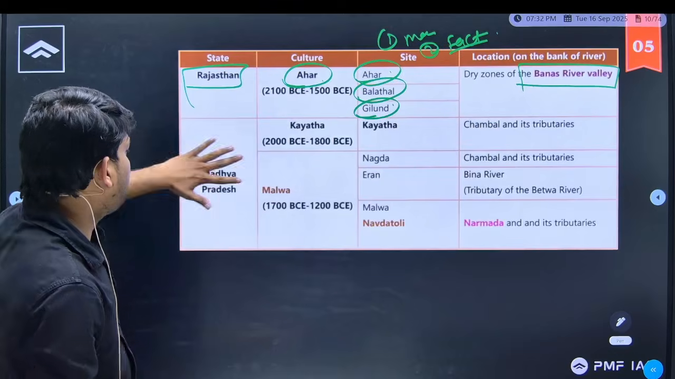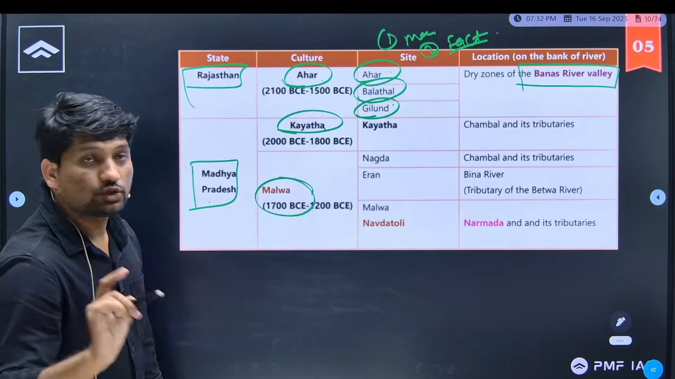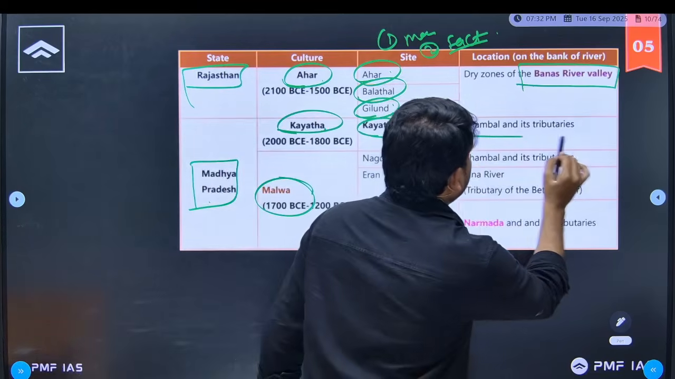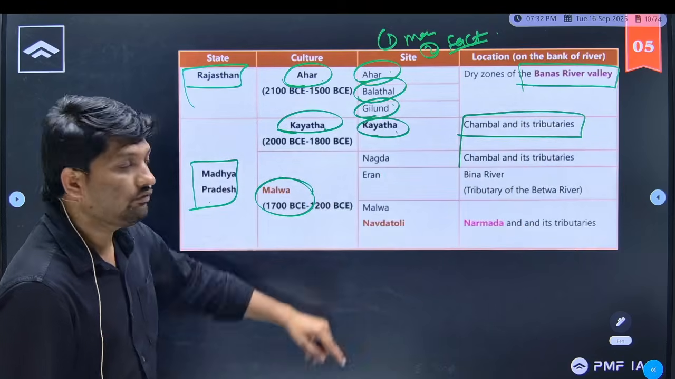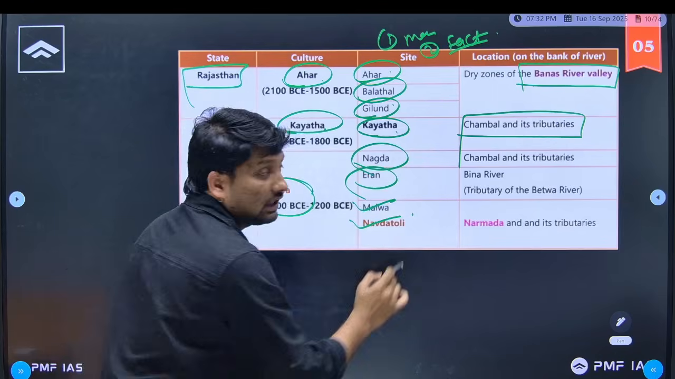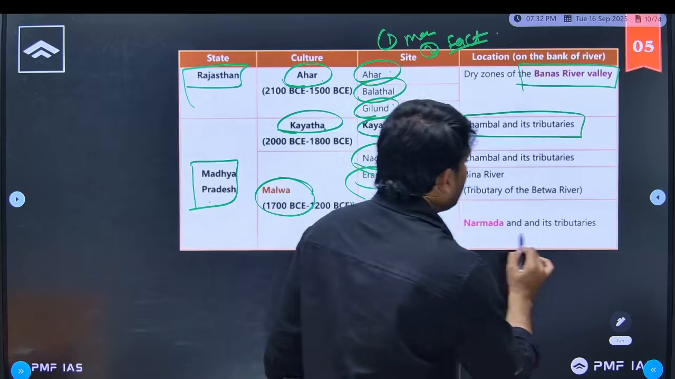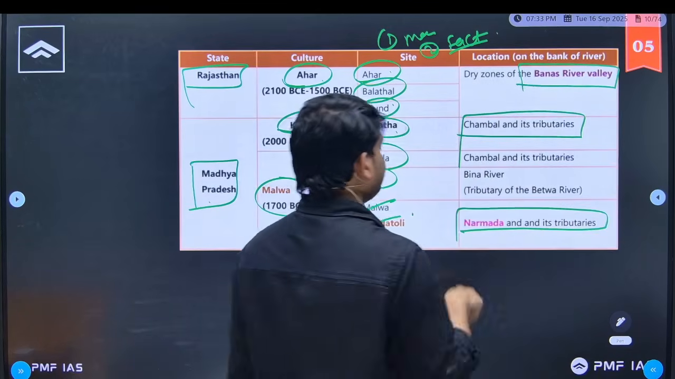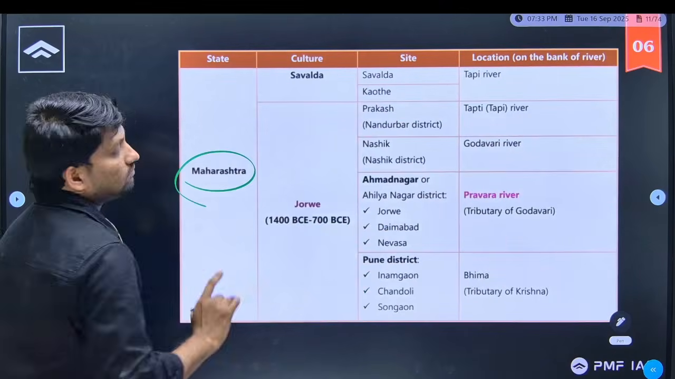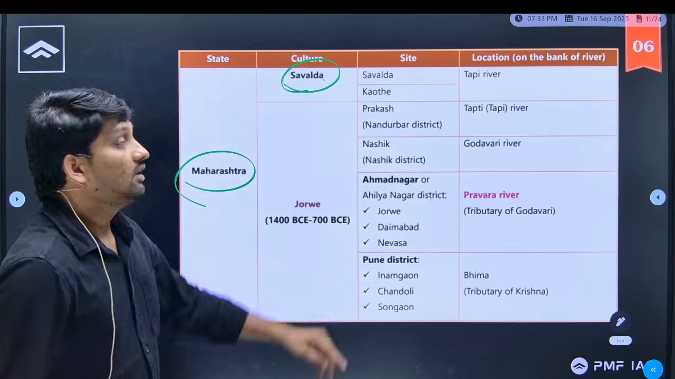So if you see Madhya Pradesh, we have two basic cultures, Kayatha culture and Malwa culture. So in Kayatha culture, we have the important site Kayatha in this Chambal river valley. Then we have in the Malwa culture Nagda, Eran, Malwa and Tolli. Remember these two important sites, Malwa and Tolli. These are located on this Narmada river or Narmada river valley. If you consider Maharashtra, first in the earlier phase in some sites you will find this Savalda culture.